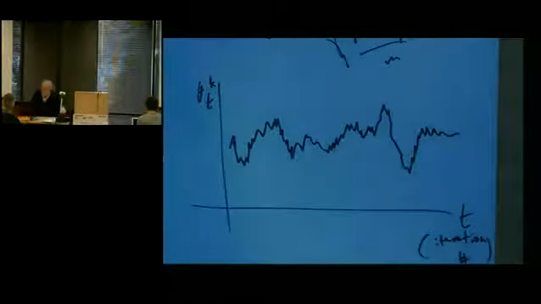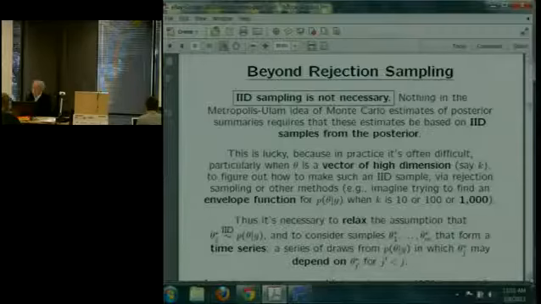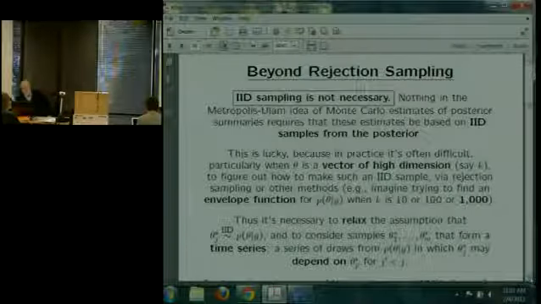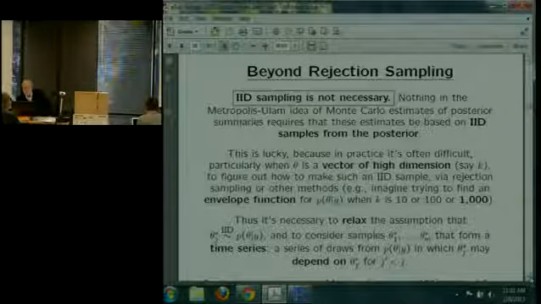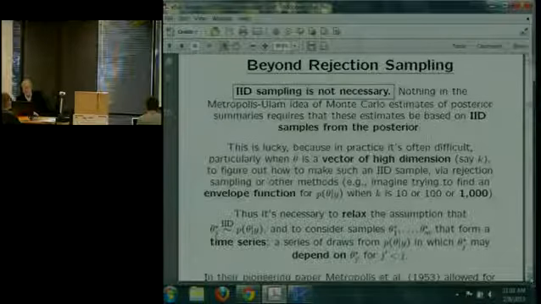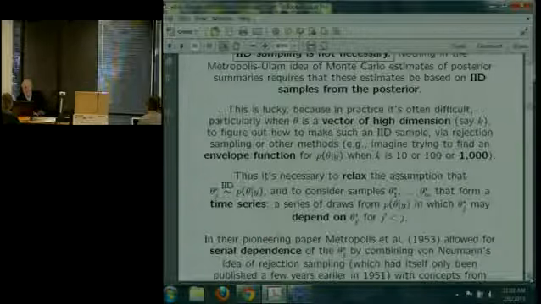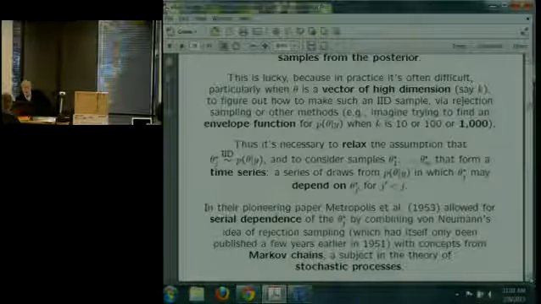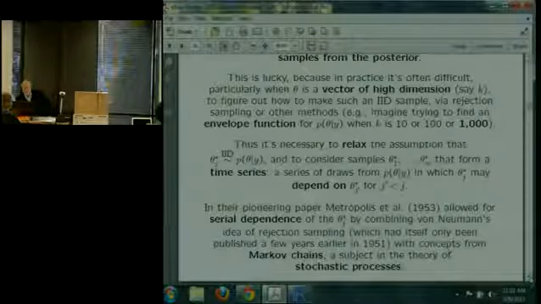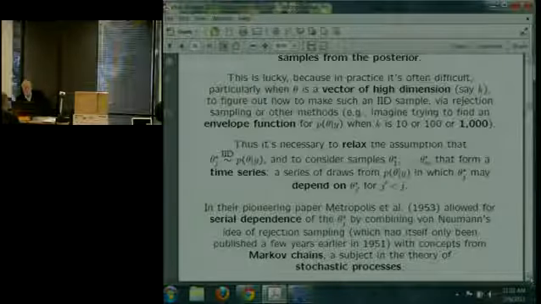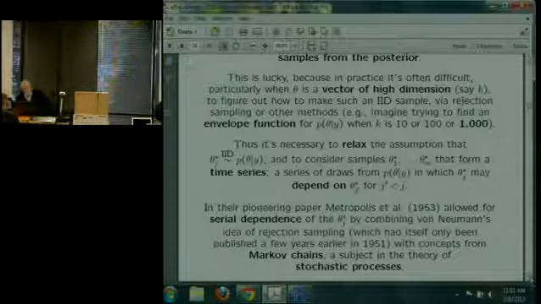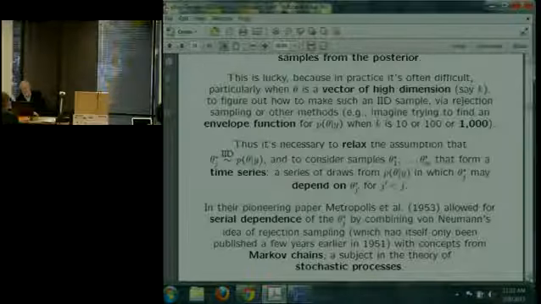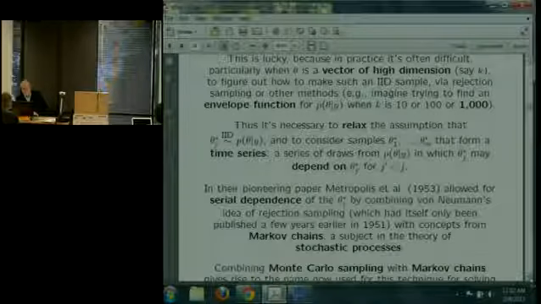And now what we're going to do is we're going to think of them as a time series having the property that theta j star may depend on previous theta stars, theta j prime star for j prime earlier in the sequence. And what they did was this thing that we're about to look at now. They allowed for serial dependence, Metropolis and his colleagues in the Metropolis algorithm paper, they allowed for serial dependence of the theta j stars by combining von Neumann's idea of rejection sampling with concepts from Markov chains, which is a special case of the general theory of stochastic processes.